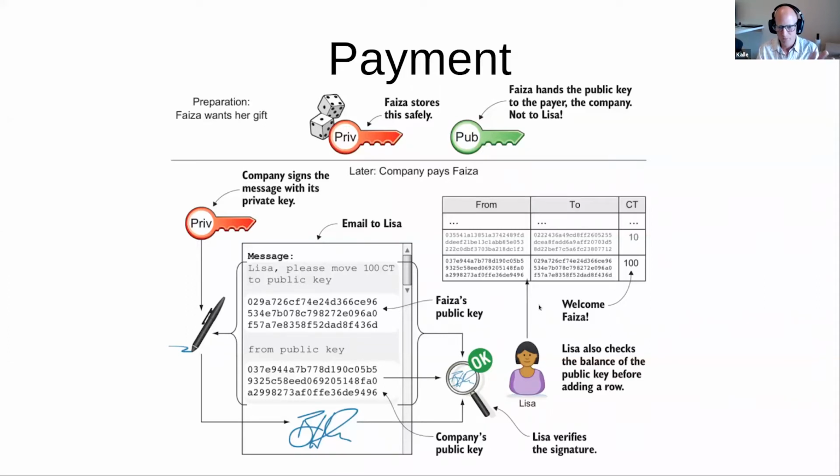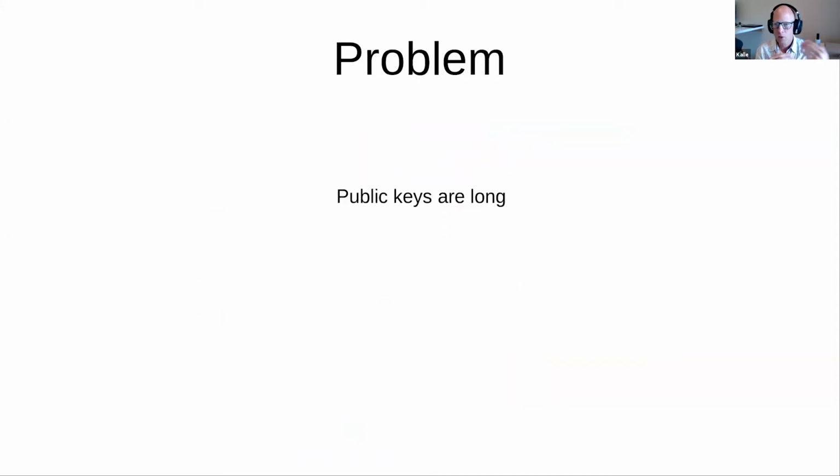So this is the new payment system. And no one has to reveal their names anymore, to Lisa at least. So, okay, we have this system with public keys, but there's one slight problem here. The public keys are pretty long. They are usually 33 bytes long. So is there a way to make this shorter without losing too much security?